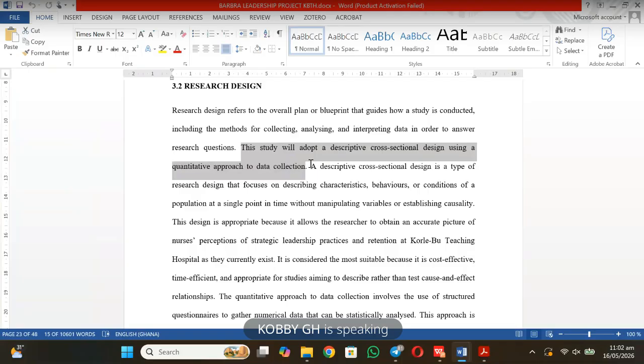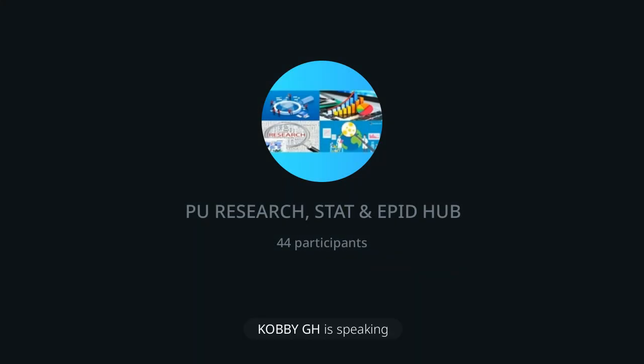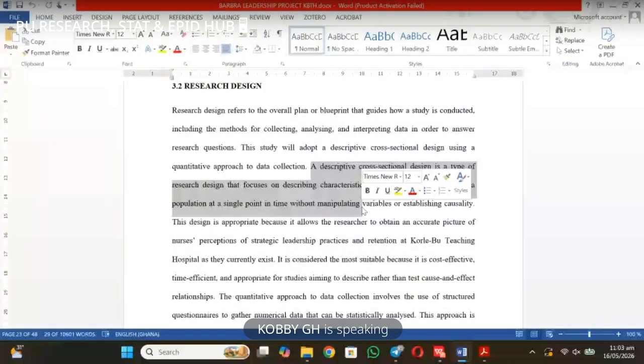So your next sentence, after telling them that this study would adapt descriptive cross-sectional design using quantitative approach to data collection, you now define what cross-sectional study means. And you know cross-sectional is conducted at a single point in time. You define it. Then you give us one advantage of it. Then the next thing, you now define what quantitative approach to data collection is. Then at the end, you tell us the reason why you decided to use descriptive cross-sectional design and quantitative approach to data collection.